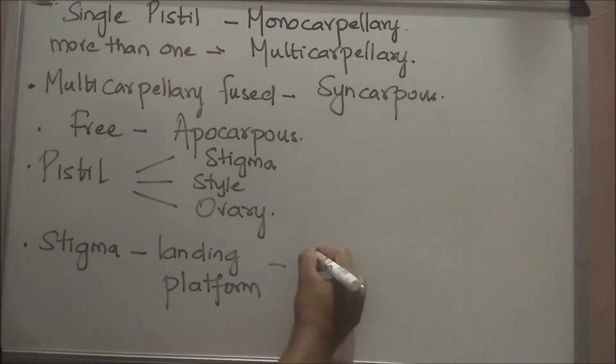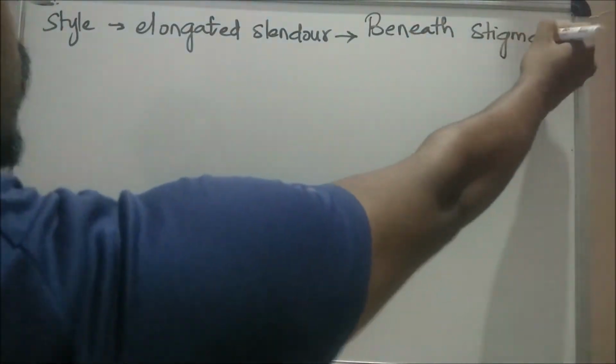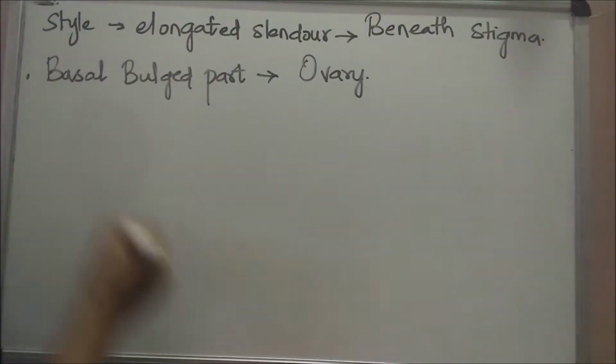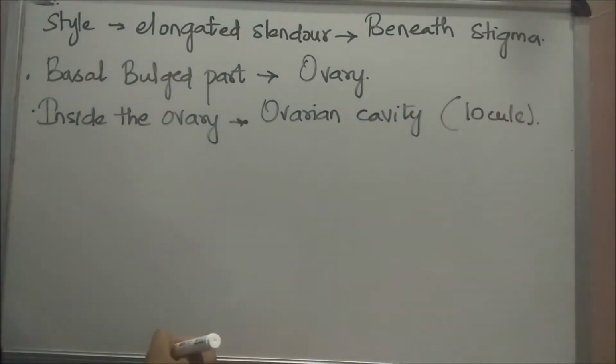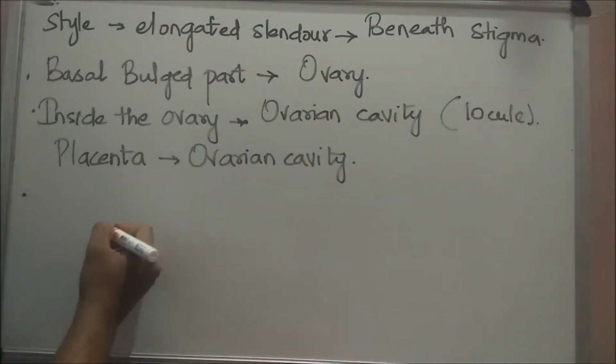Stigma serves as a landing platform for pollen grains. The style is the elongated slender part beneath the stigma. The basal bulged part of a pistil is the ovary. Inside the ovary is the ovarian cavity, which is nothing but the locule. The placenta is located inside the ovarian cavity.